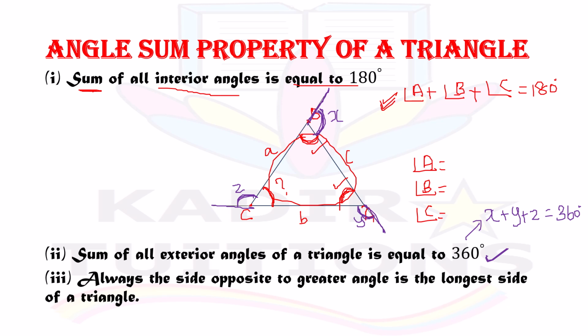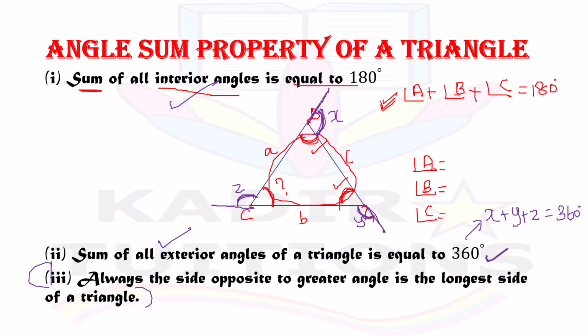So what we are concluding: sum of all interior angles in a triangle is equal to 180 degrees. That is our first property. And the sum of all exterior angles of a triangle is equal to 360 degrees. And then a very important thing, usually this won't be mentioned in the books and all, but we need to know.